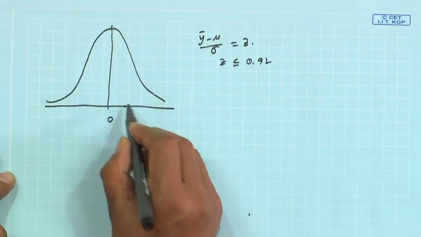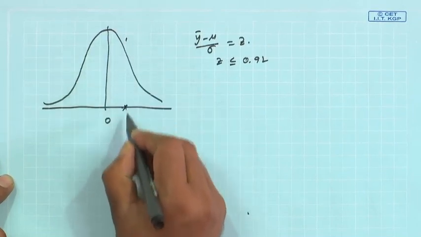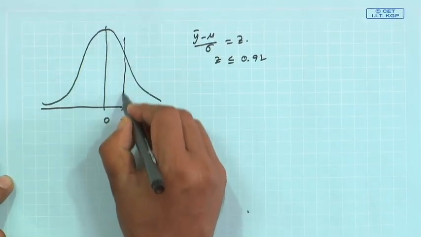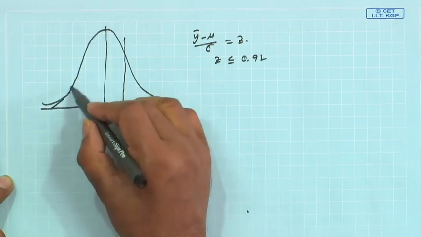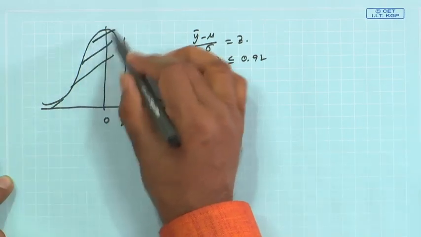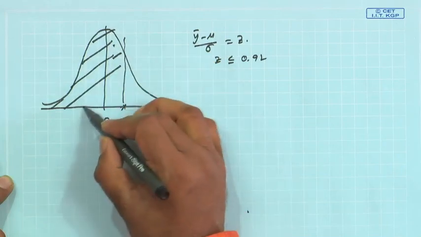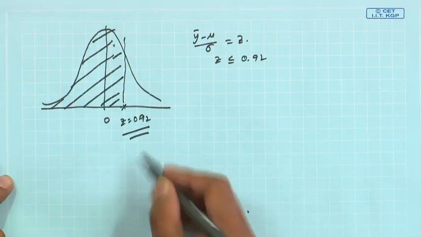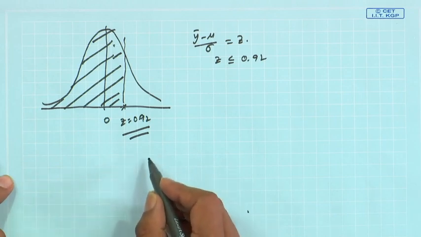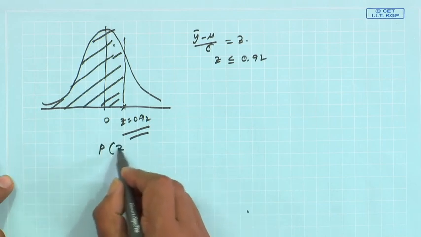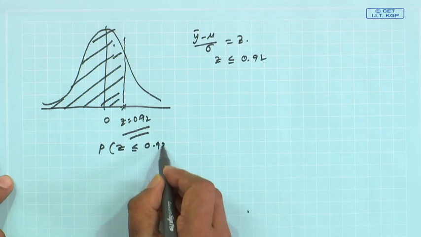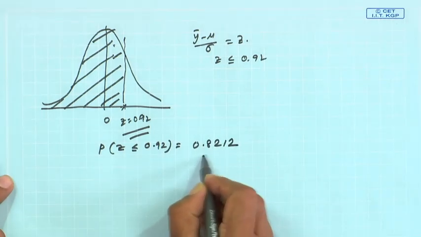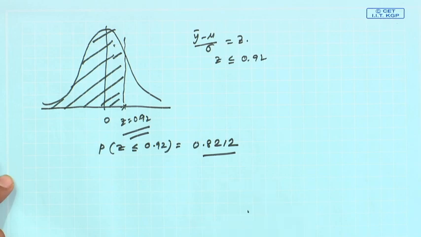Somewhere here, suppose this is the value z equal to 0.92. You are interested to know the area under the curve to the left of this value. So probability z less than or equal to 0.92, this value is 0.8212.